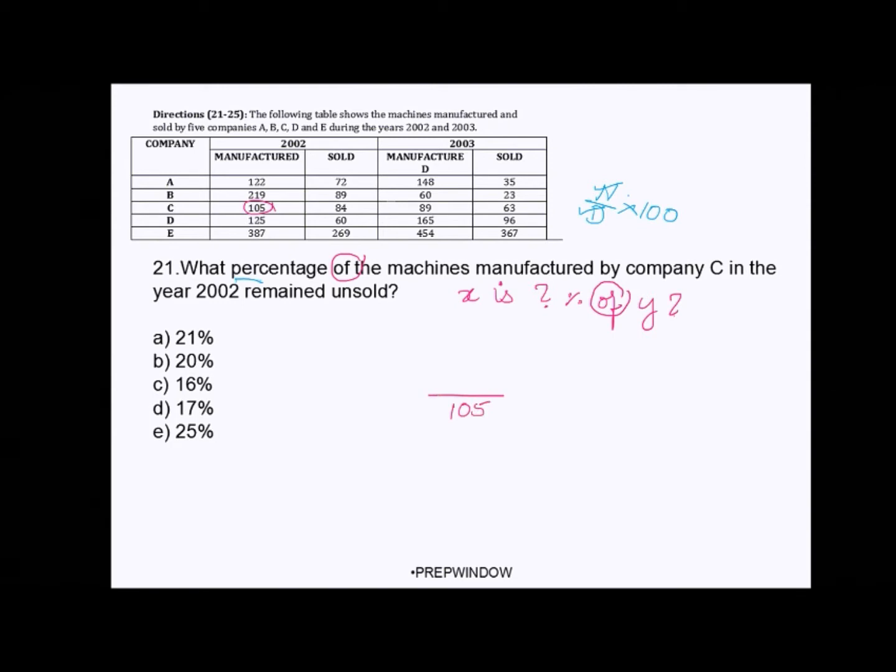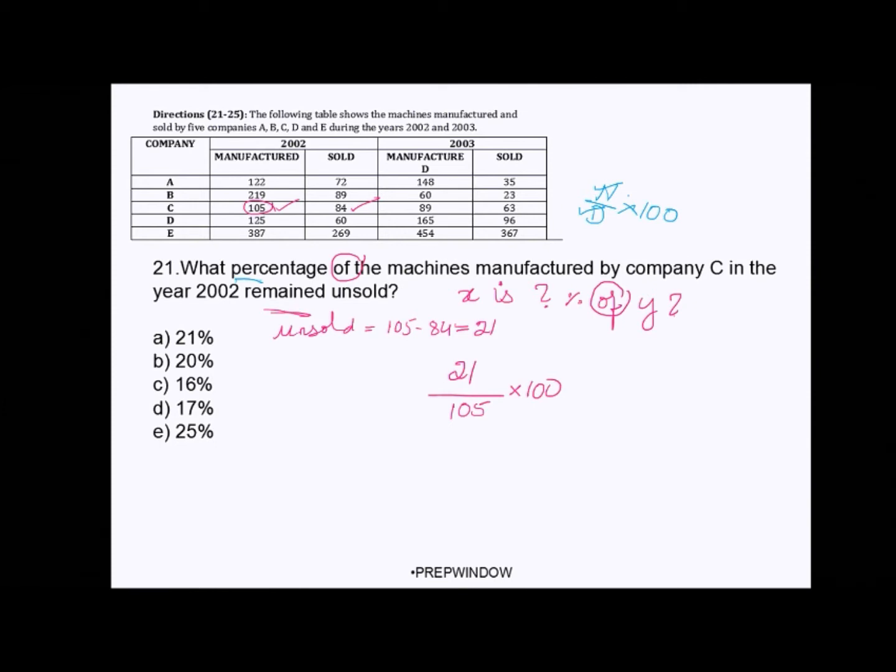Write it. After that, you have to look for your numerator. That is the machines manufactured by company C in the year 2002 that remained unsold. In 2002, 105 machines have been manufactured by company C. Out of 105, 84 have been sold. So that means the remaining have been unsold. Unsold are manufactured minus sold. So 105 minus 84 will give you 21. So 21 divided by 105 into 100.